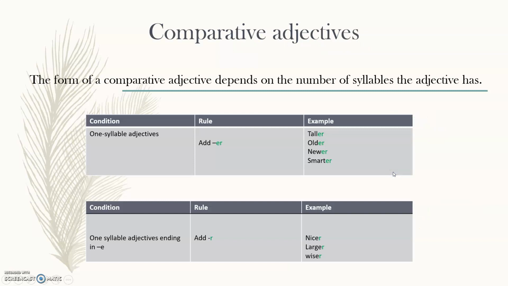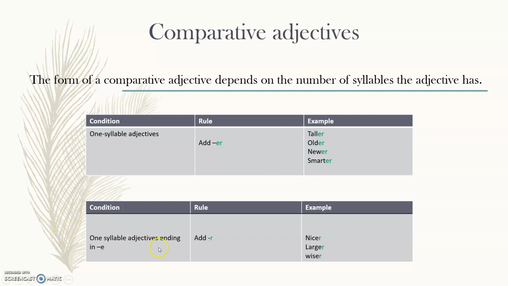So let's look at the form, guys. The form of a comparative adjective depends on the number of syllables the adjective has. So for one syllable adjectives, we add ER. Tall is an example. Old, new, and smart are examples of words that have one syllable. So we add ER when we are changing them to the comparative form. So taller, older, newer, smarter. Okay?